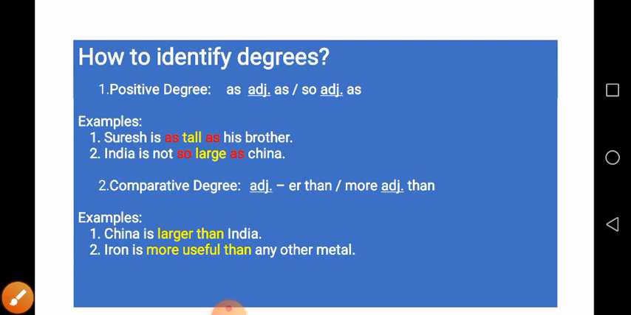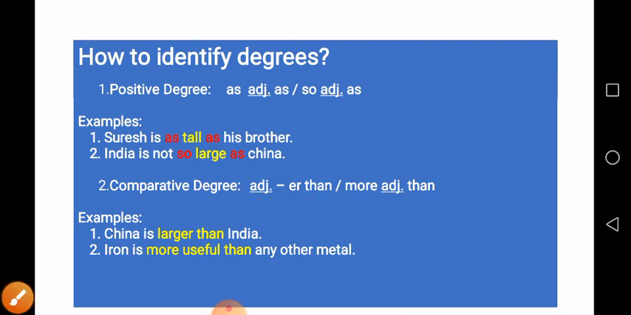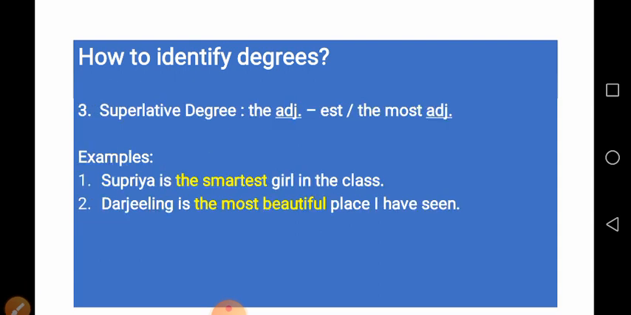So, friends, did you understand how to identify positive degree and comparative degree? Okay. So, in a positive degree, the adjective is written in between as and as, or so and as. In a comparative, we add er and then than, or the adjective is preceded with more and followed by than. So, it is a comparative degree. Can I change this slide? Okay. Now, see how to identify a superlative degree.